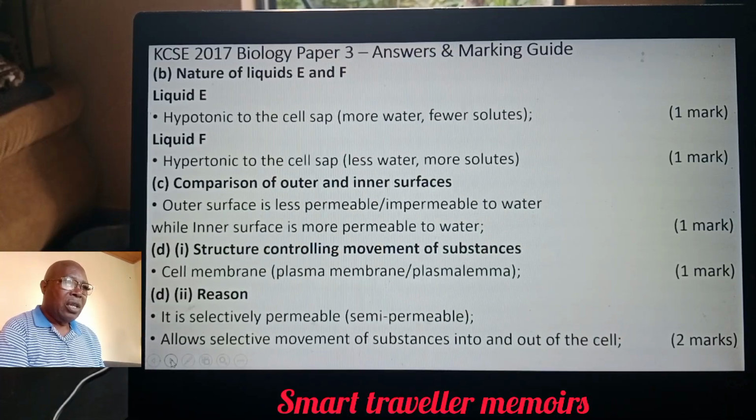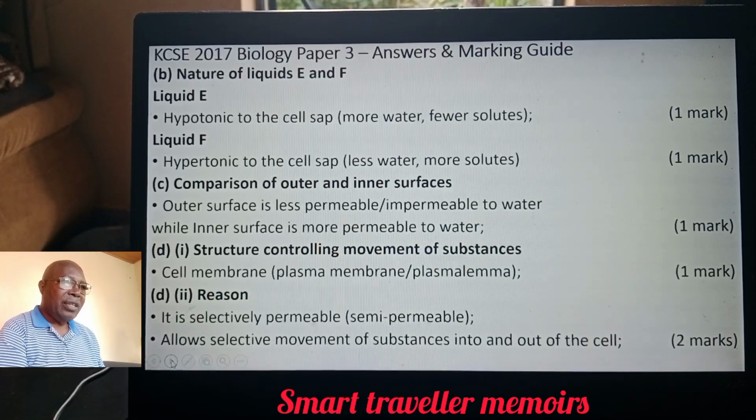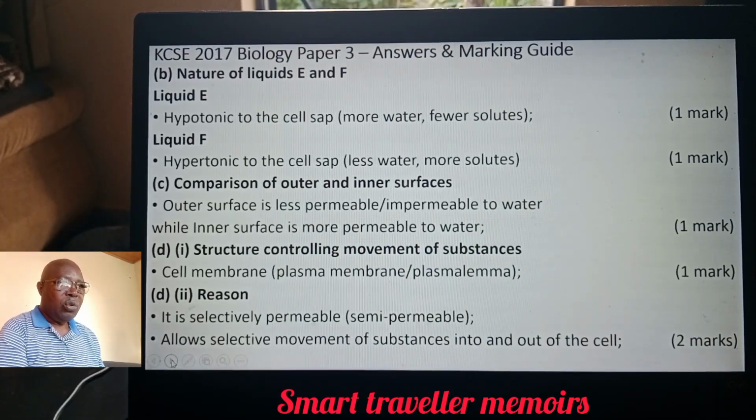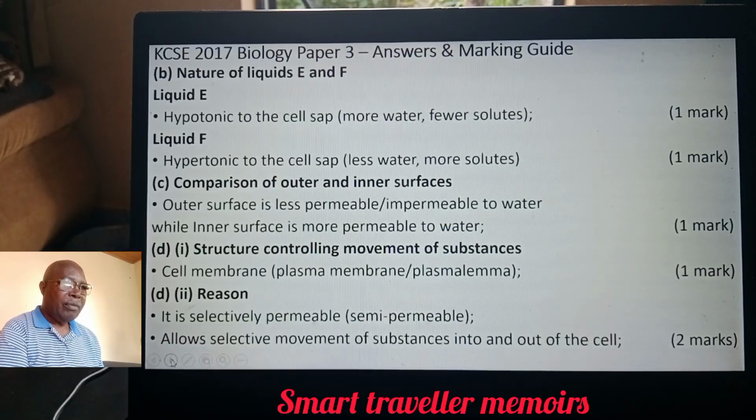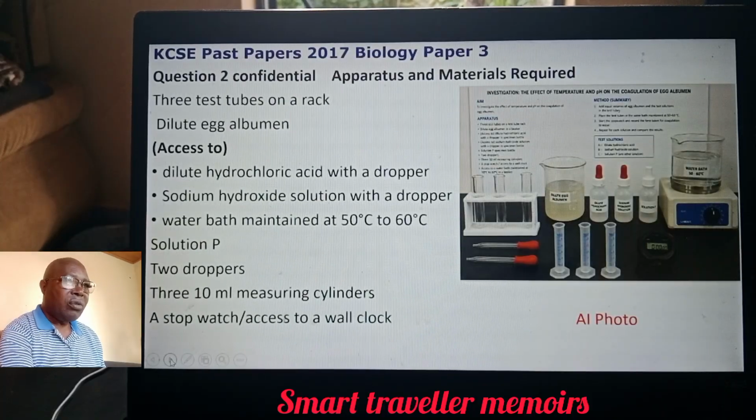D Roman 1, structure controlling movement of substances is called the cell membrane, or you can call it plasma membrane or plasmalemma. Tick. D Roman 2 reason, it is selectively permeable, or you can just say it is semi-permeable. Again, it allows selective movement of substances into and out of the cells. You get your 2 marks.